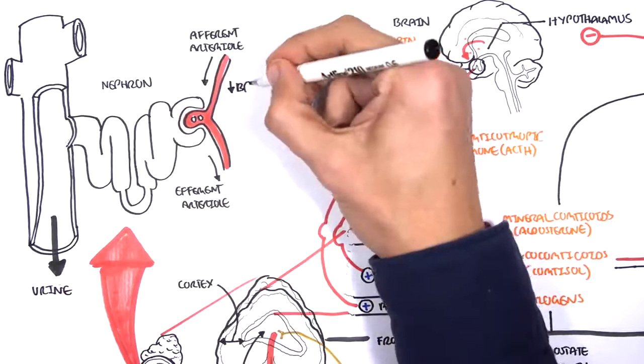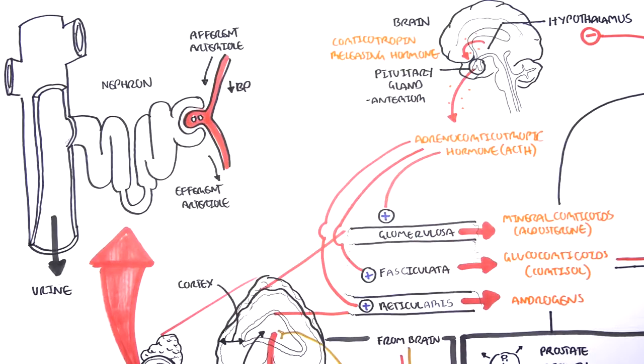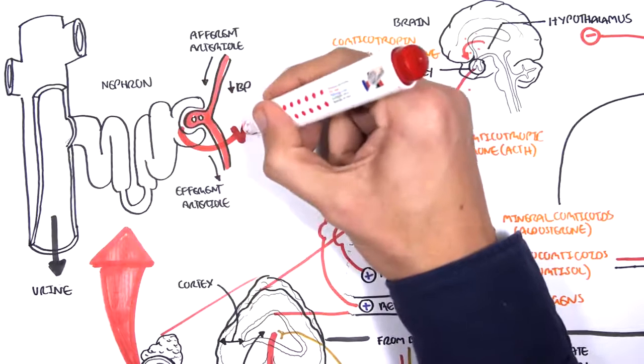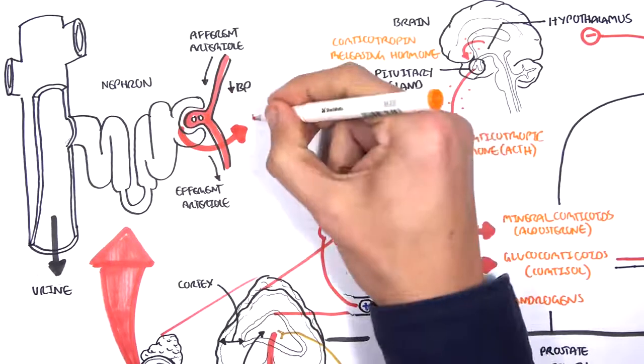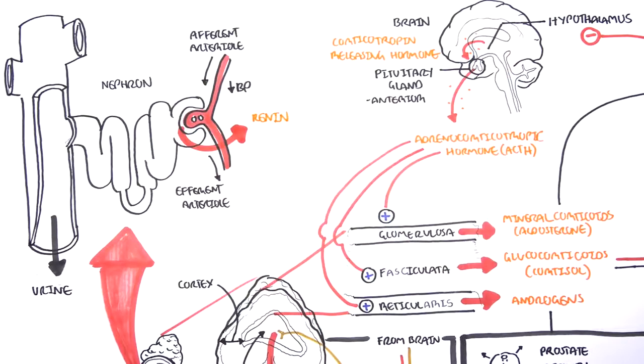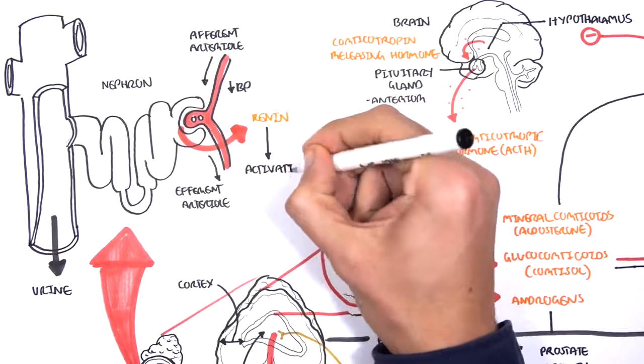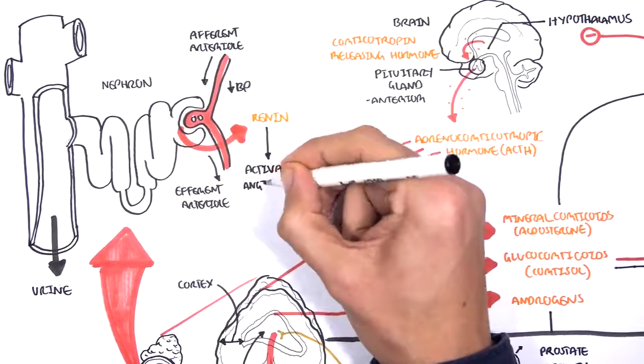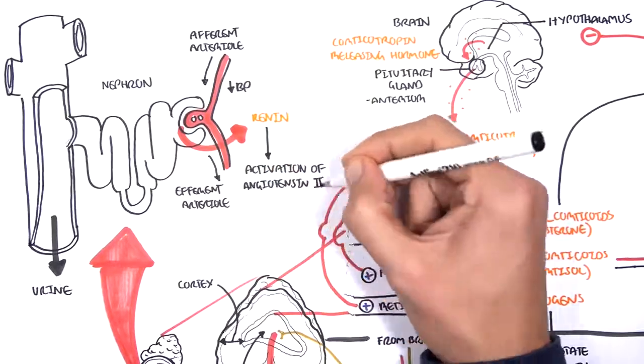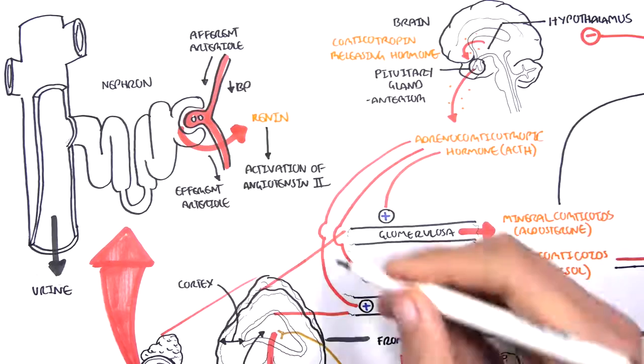Now, when there is low blood pressure, it will decrease the filtration rate, and it will also decrease the pressure in the afferent arteriole coming into the head of the nephron. This decrease in pressure essentially will stimulate the release of renin from the juxtaglomerular cells. And renin will essentially start the renin-angiotensin-aldosterone system cascade, which eventually, the final outcome will be activation of the final product called angiotensin II.